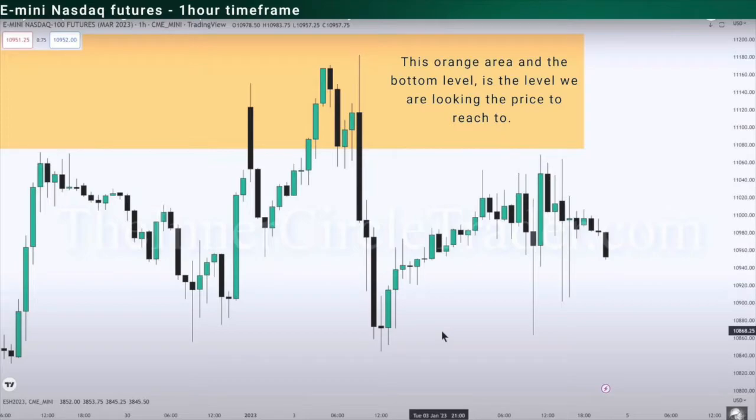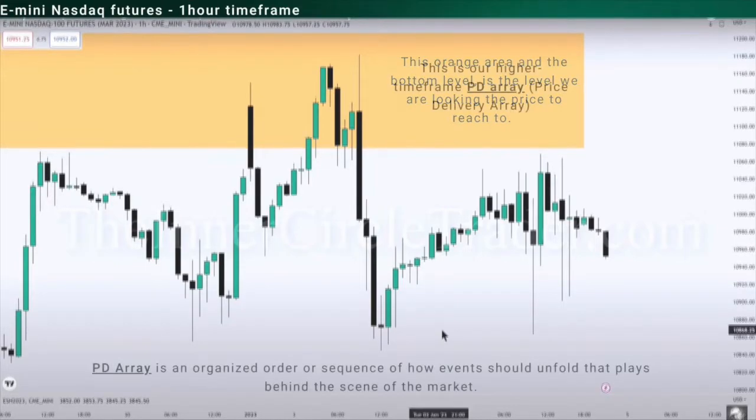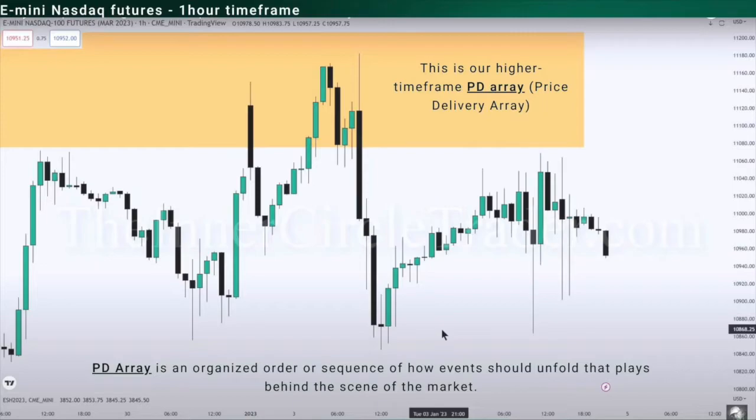Again, on the 1-hour time frame, we can see that this orange area and the bottom level of it is the level that we are looking for the price to reach. We believe that the price will be attracted to that level and will be going towards it. The orange area is our higher time frame PD array, or price delivery array. PD array simply means an organized order or sequence of how events should unfold behind the scenes of the market, of how the price should be moving.